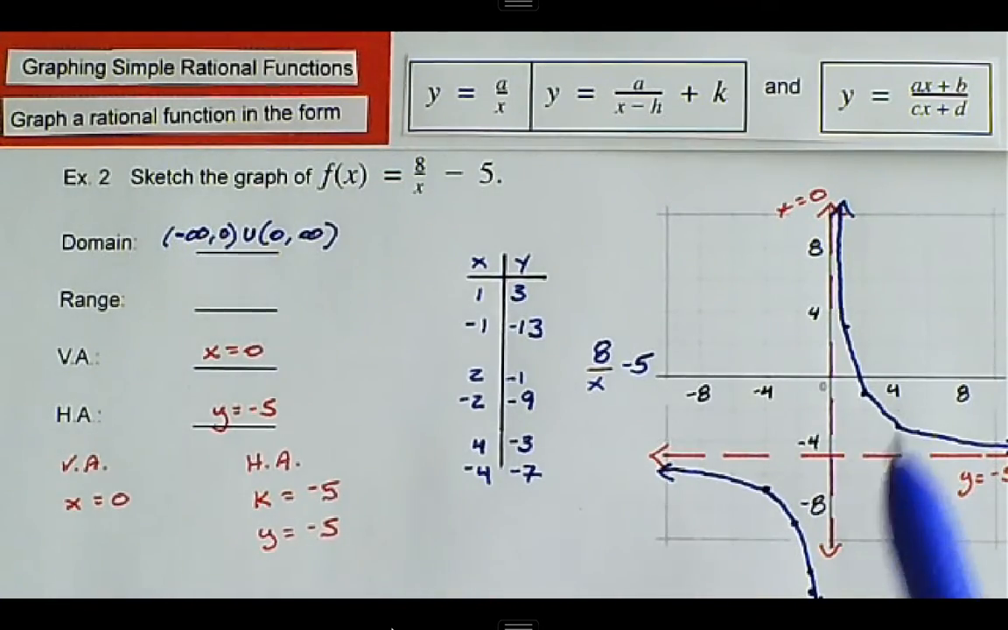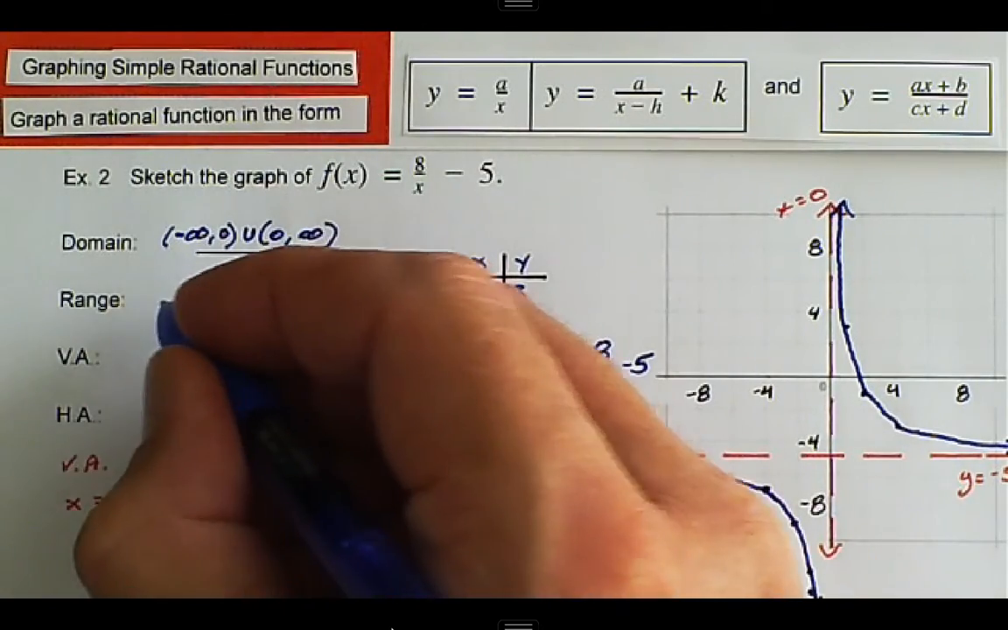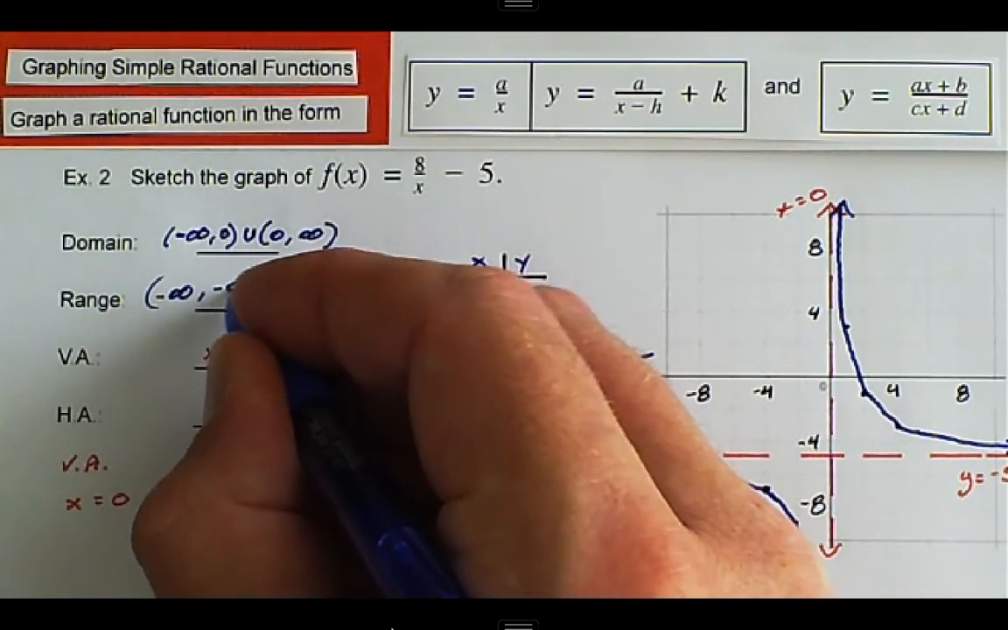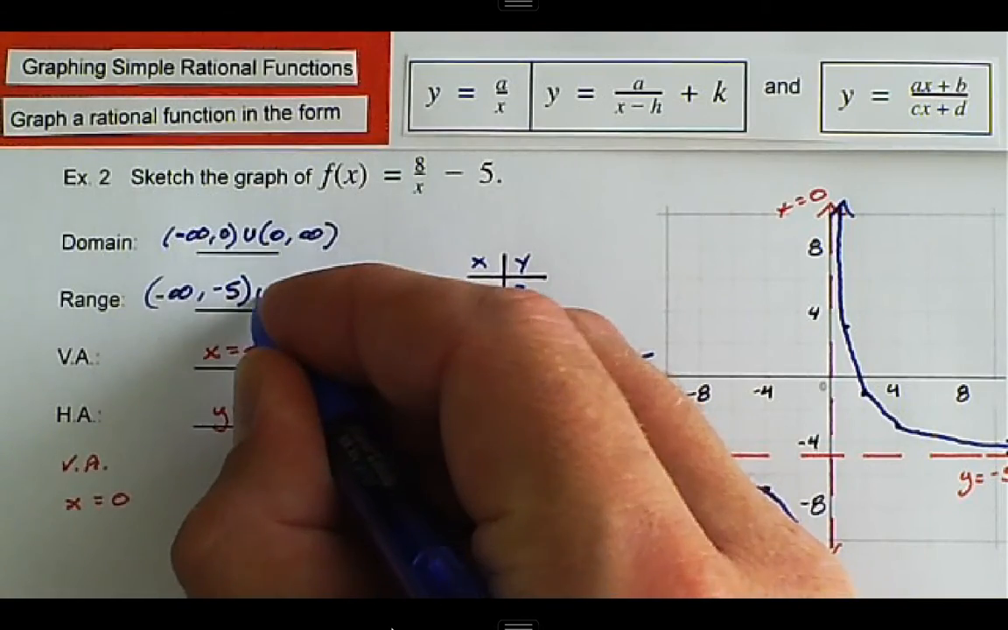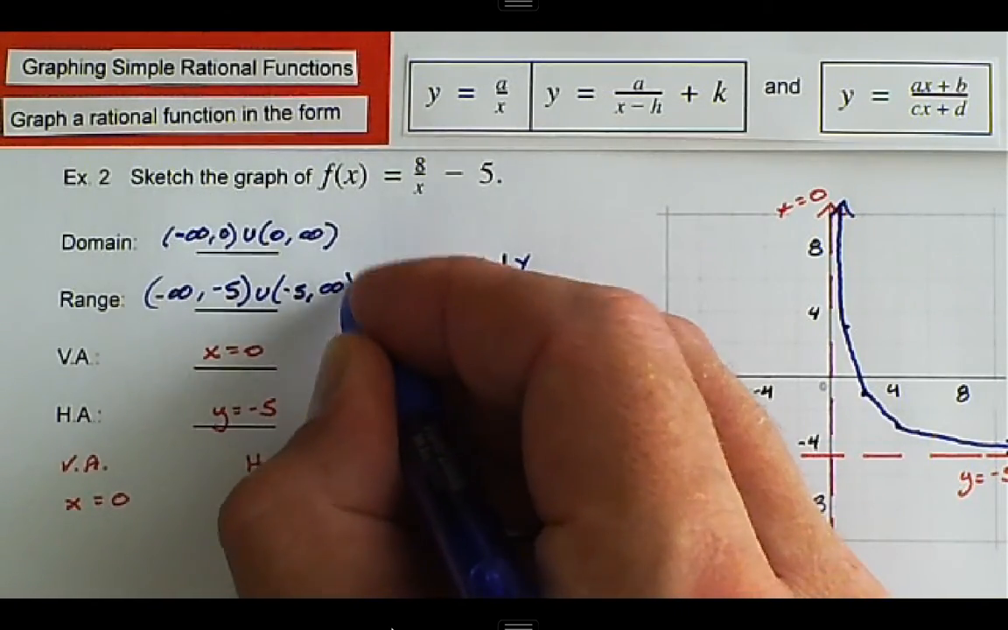And then for the range, the y values are everywhere except for negative 5. So we're going to start at negative infinity, not included, go to negative 5, not included, union, and then start back up at negative 5 and go to positive infinity.